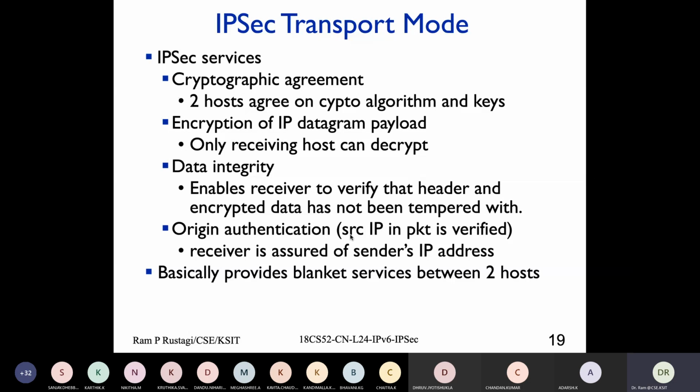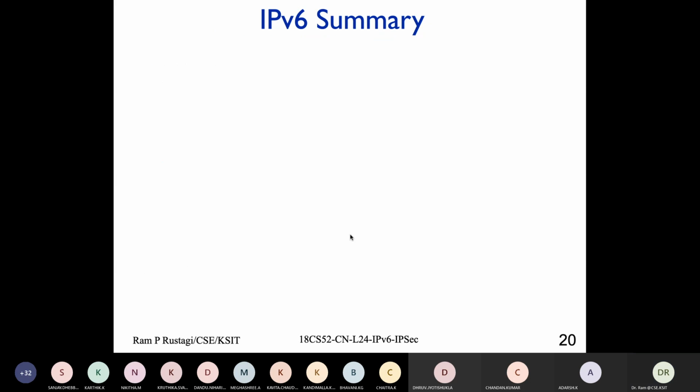And basically, when this channel is set up, or the IPsec connection is set up, TCP and UDP remain transparent. They simply give the data to the network layer, and the network layer will do the encryption job. So there is no change in TCP, UDP, or HTTP required. They will work as they are.